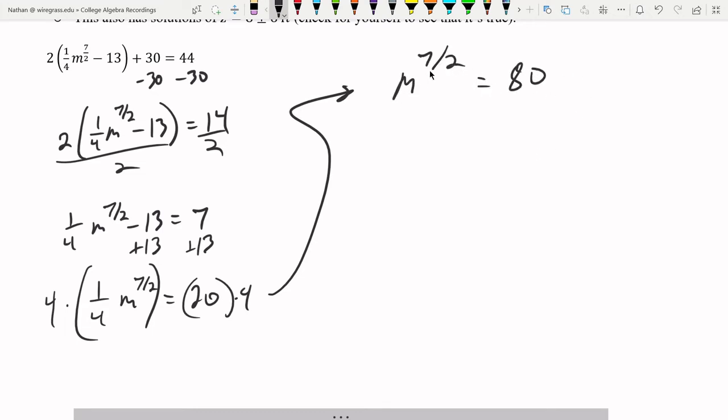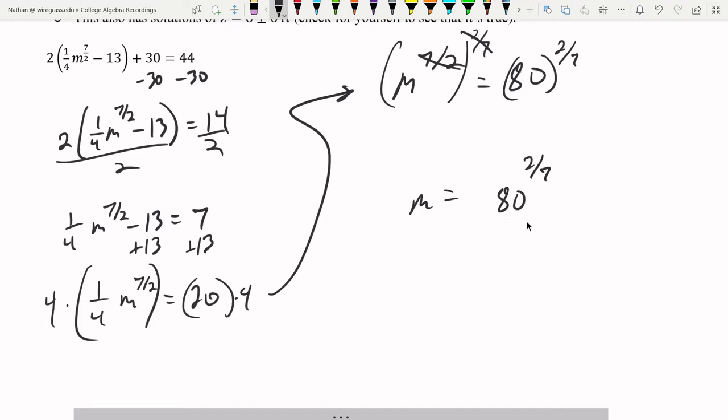And at this point, I can just take the power of 2/7 to both sides, or I can take the 7th root. I don't have to worry about two answers because we have an odd power in the numerator. So either way, it's going to be fine. I don't think it's going to be in any nice form for this one. I'm just going to do the 2/7. Those cancel, and we get m equals 80 to the 2/7.